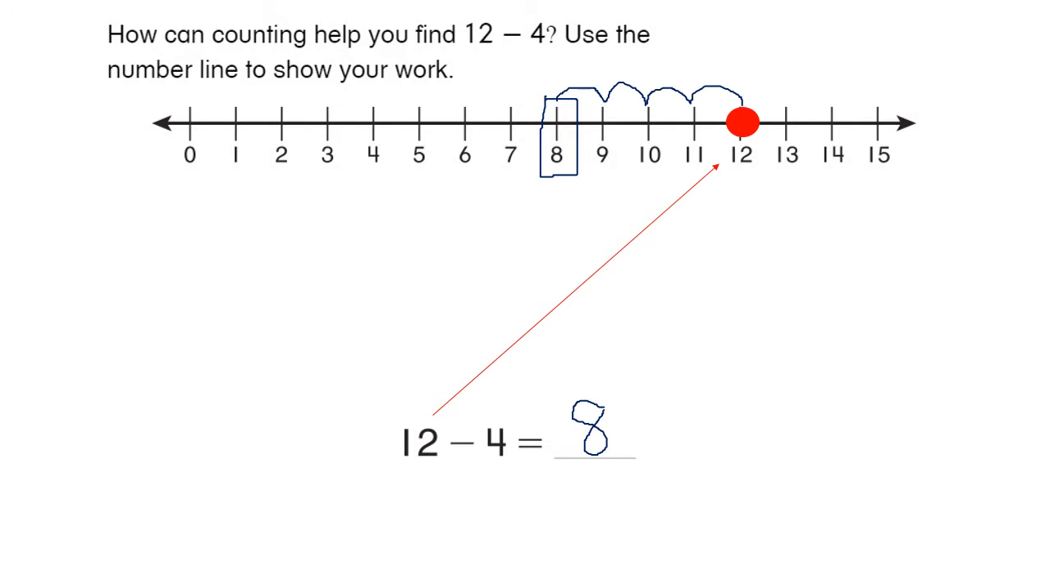Now, there is another way that you could use. I think it's a little bit more confusing, but you could also do it like this. You could start from the smaller number, which is 4, and count how many spaces until you get to 12. 1, 2, 3, 4, 5, 6, 7, 8. There are 8 spaces from 4 to 12. So you could use counting on or counting down. My advice is use counting down. I think it's the easier strategy to use. Okay, now let's watch somebody else explain it.